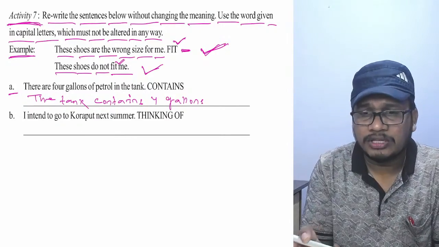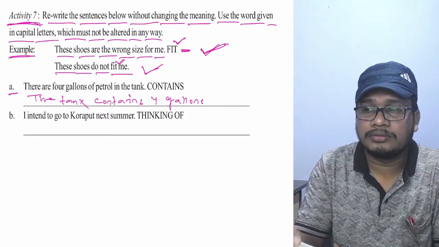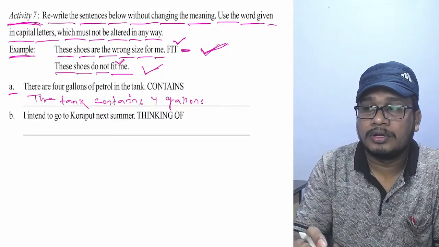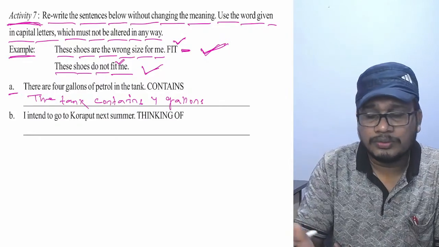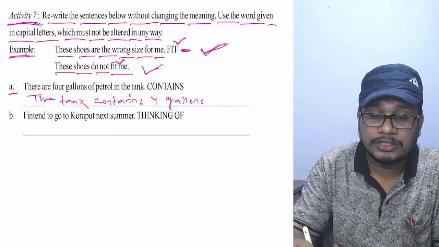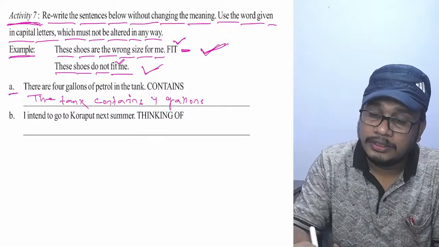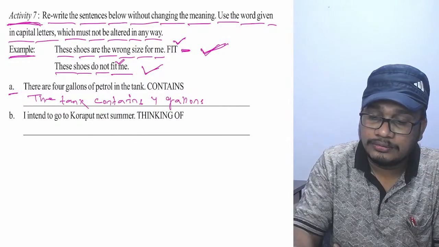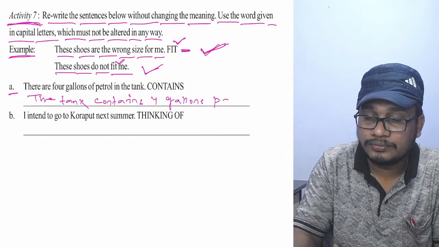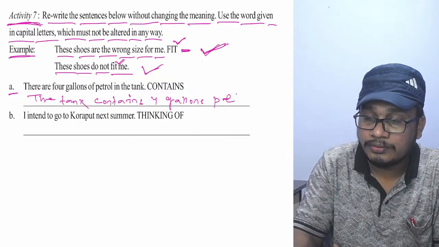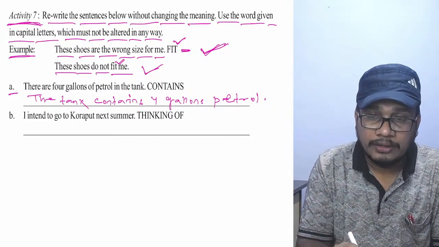Gallons is a measurement, a unit with which we can measure liquid substances. So the tank contains 4 gallons of petrol. Okay, now the second one.